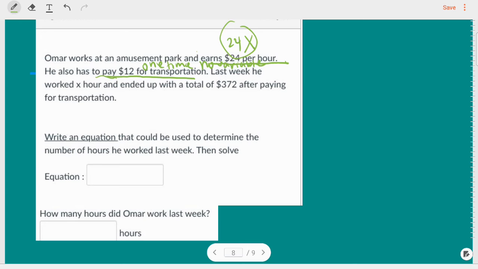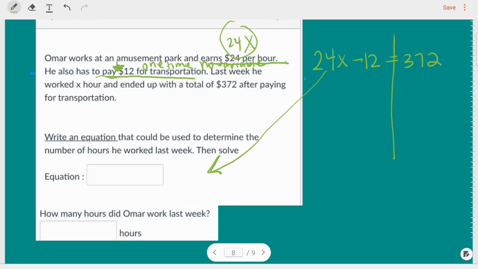So if you have to pay something, you are taking away from your paycheck. So this is a decrease. Paying is a decrease. So let's go ahead and write our equation. He starts with 24x. He decreases by 12, and that equals 372. So that's my equation. Now I'm going to solve.